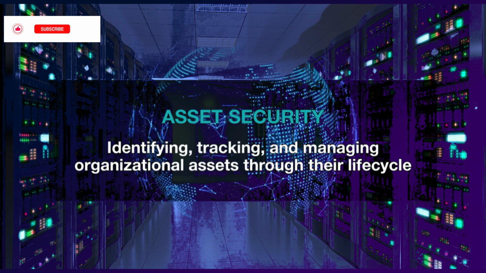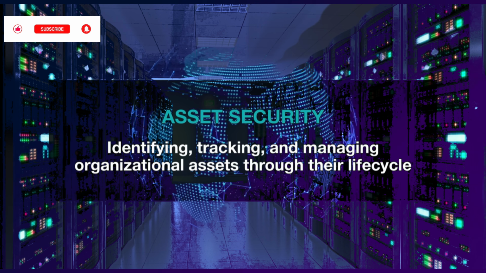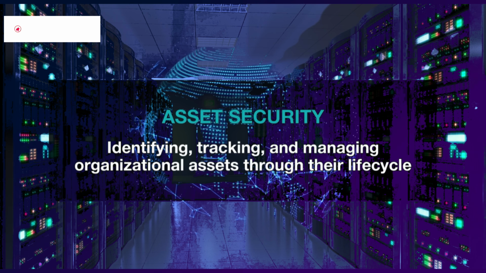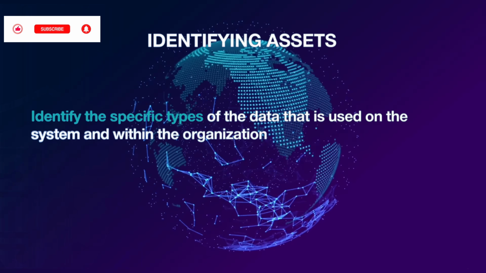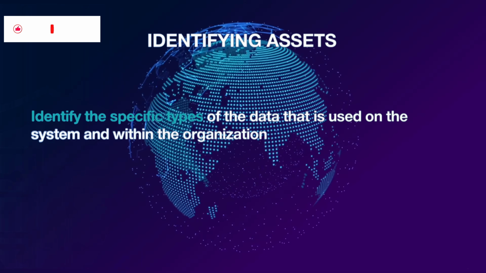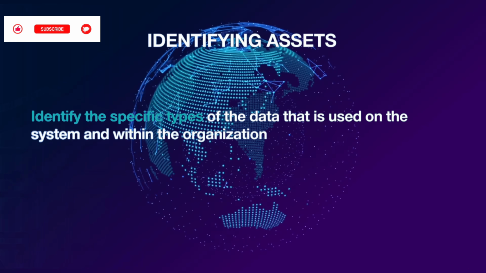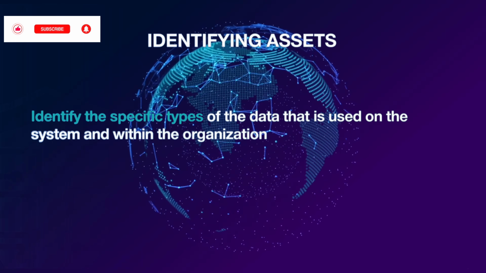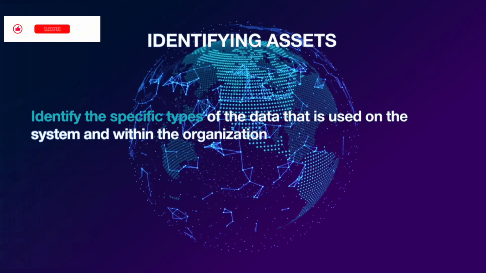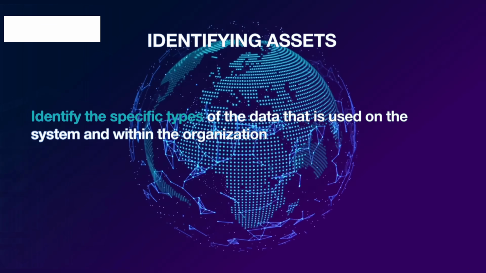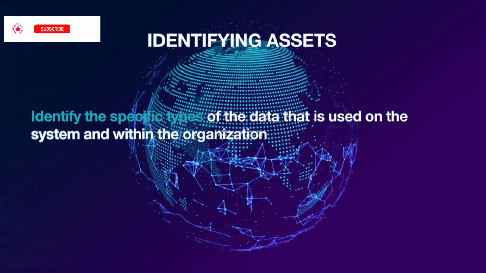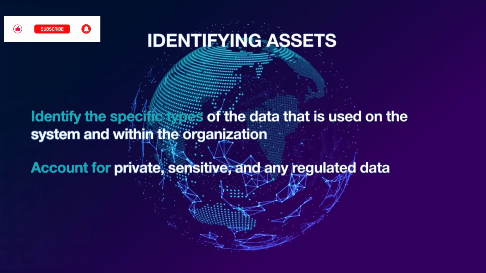The way we go about identifying assets is first of all understanding the specific type of data that is being used within the organization. Certainly within the system, but also within the organization. So that includes physical copies as well. And we want to account for private information, private data, sensitive data, and any kind of regulated data as well.